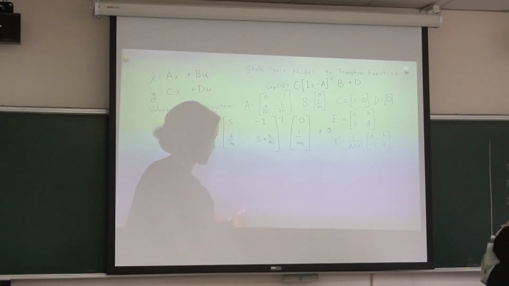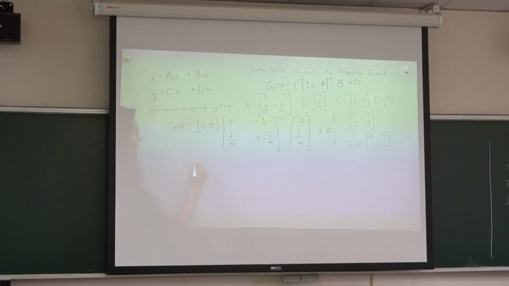So we'll keep everything in its form, so here you still have 0, 1 over M. Now we're taking the determinant of this, so we'll use this formula. S times S plus B over M, this times this, minus this times this, so it would be a plus K over M. So there's our 1 over the determinant.